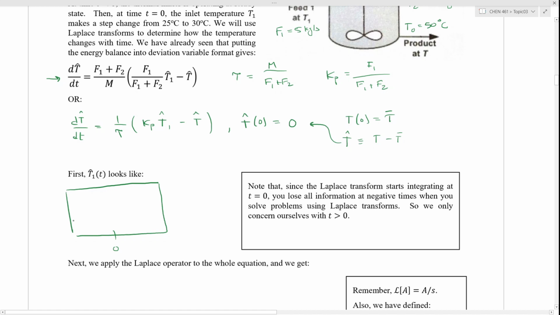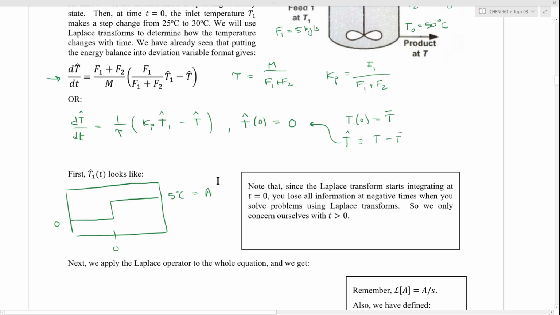First of all, T1 hat looks like the following. Initially, T1 hat is equal to 0. Then at time t equals 0, it makes a step change up to 5 degrees C. For simplicity's sake, instead of calling it 5 degrees C, we're going to call the magnitude of that step change some parameter A.